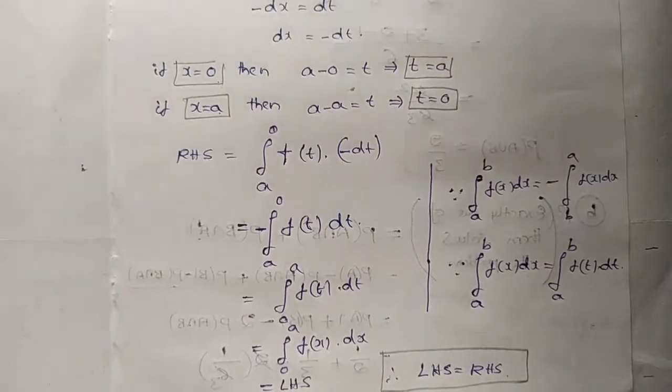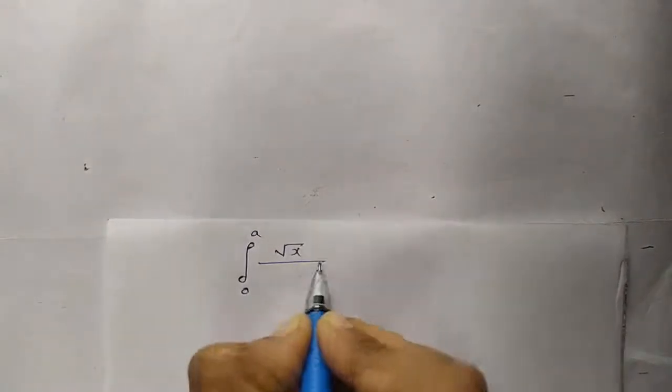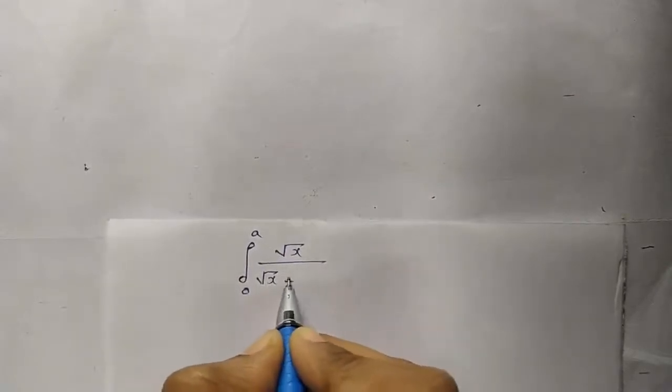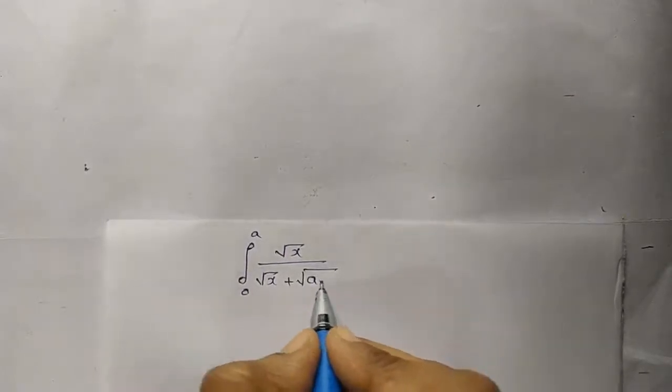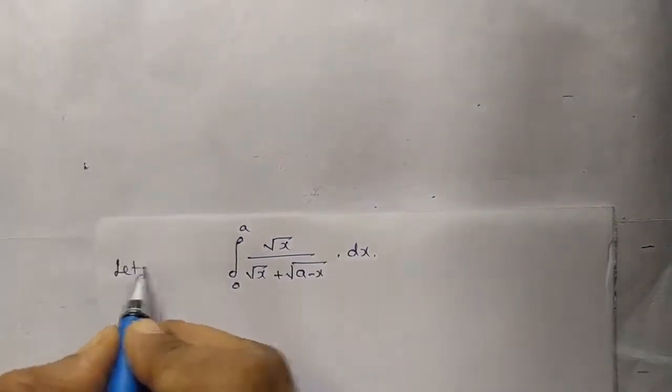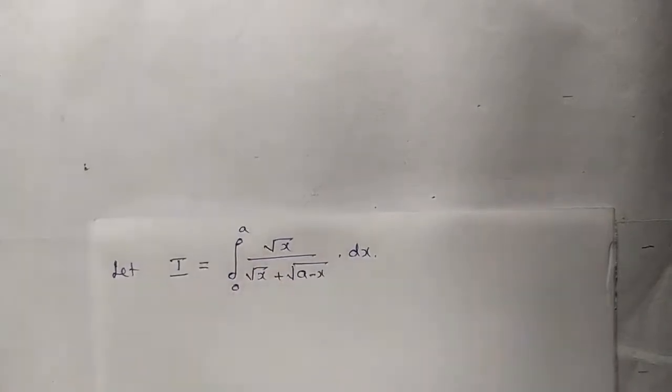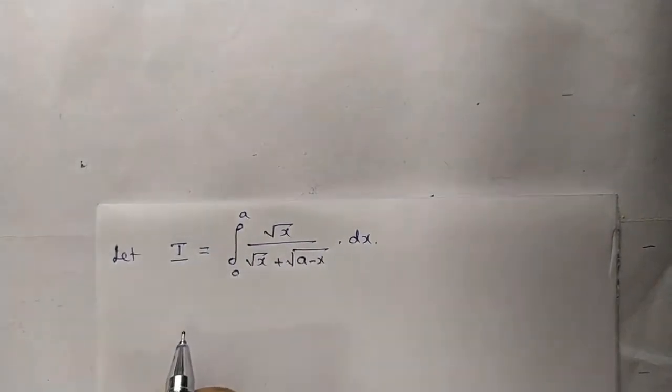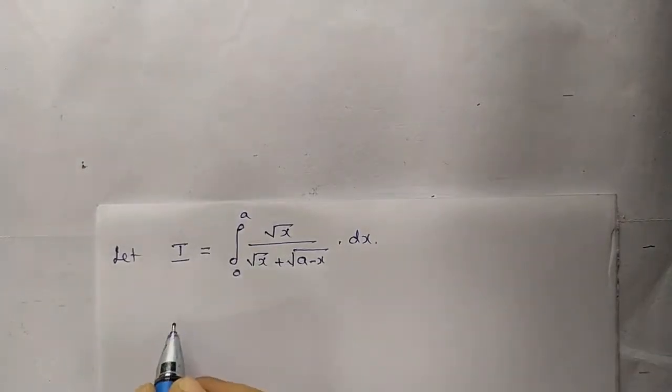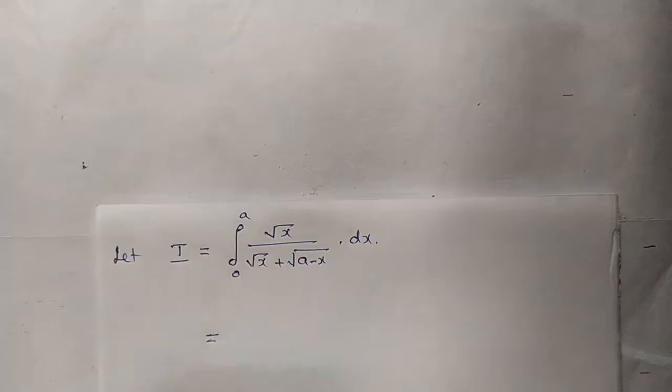So the linked question is: hence evaluate the integration of 0 to a root x divided by root x plus square root of a minus x dx. We will consider this integration as I equals. We will apply the property that we proved in the previous part.